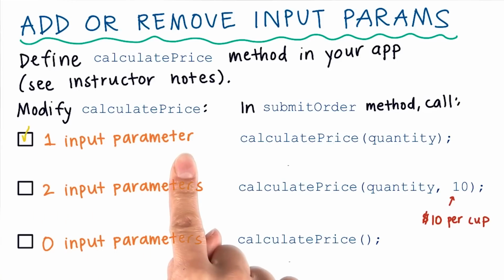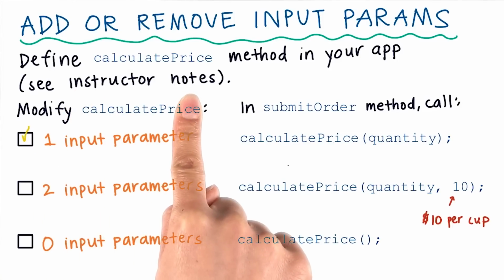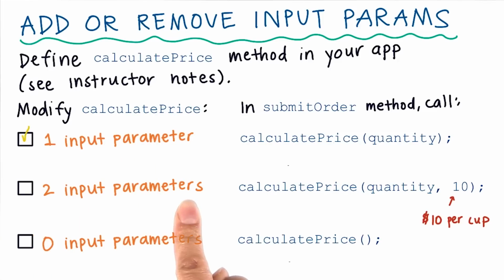We already did one input parameter together. This was the code for the calculate price method that was already included in the instructor notes. Now let's do the case of two input parameters.